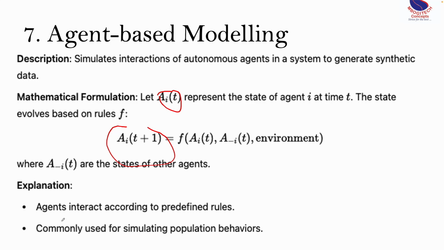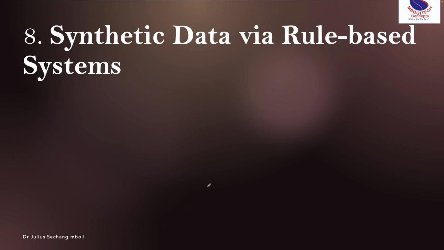So the fact is that agents interact according to predefined rules, as we've said, and they're commonly used for simulating population behaviors. In the current system, the agent deals with these predefined rules, but just know that with LLM, not all the predefined rules work again, because LLMs will study the environment and be able to instruct the agent on what to do. Maybe in that kind of scenario, there's a separate video coming for that. So let's move further to the next step.